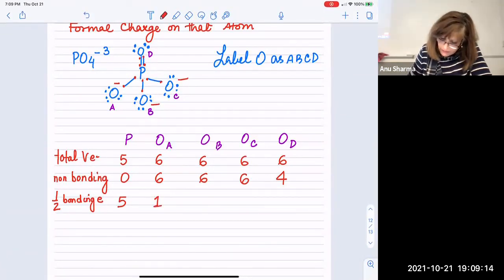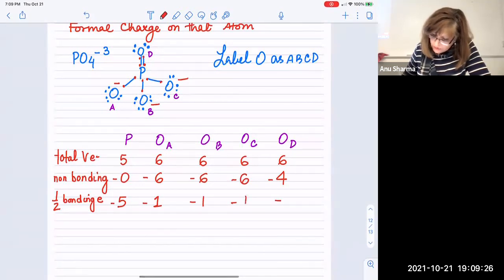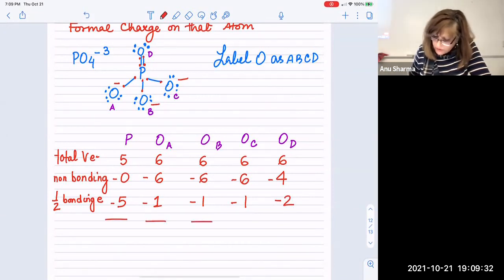Oxygen, so this is minus. Remember, this is minus, this is minus, this is minus. So the next one, B, also is 1. The next, C, is also 1. The D is 2. Okay, so now you see what the charges are.